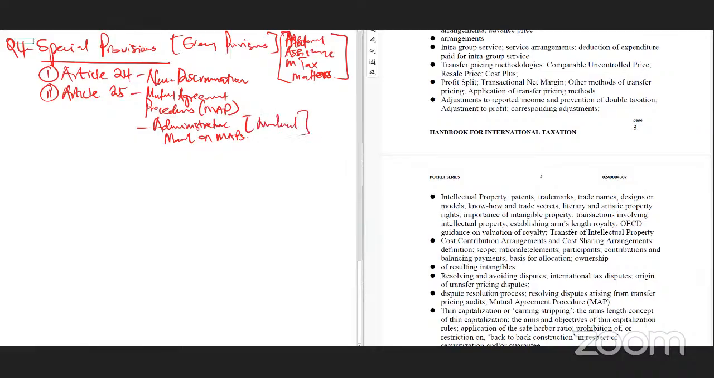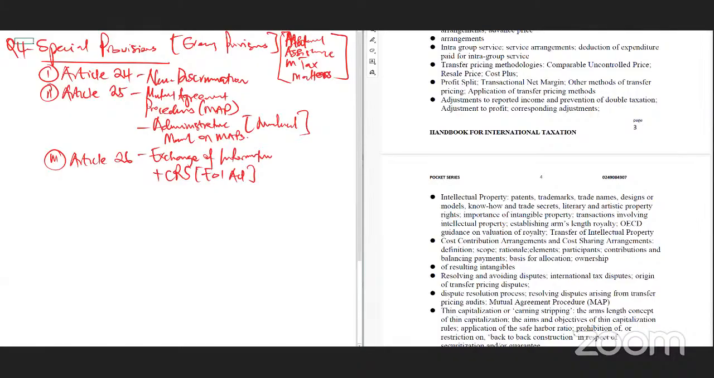Then the next article, which is very important, is Article 26, which is what we call exchange of information. So how do countries exchange information? Very important. Almost every day you get a question on this. Exchange of information comes with the Common Reporting Standard, or also the Exchange of Information Act in Ghana. These are the things you need to look out for. These three articles are the three musketeers.